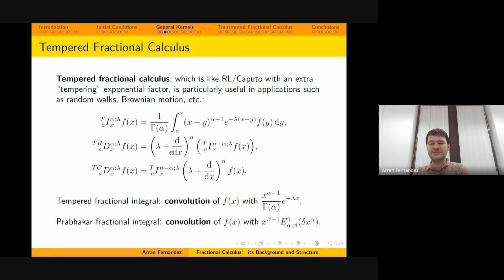We do lambda plus d by dx to the power n. So we will discover that these operators are basically fractional powers of lambda plus d by dx. But that comes later, in the next section. We'll see this tempered again. For now, I want you to think of these just as convolution integrals.